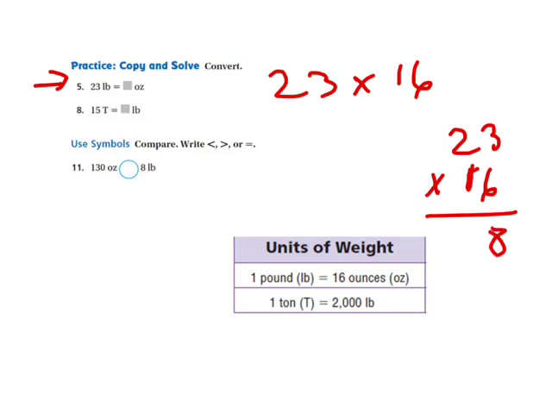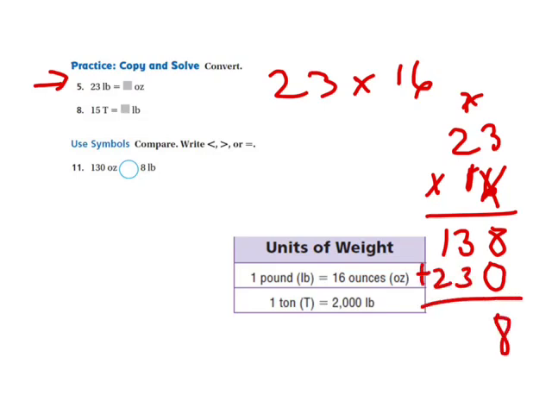6 times 3 is 18. 2 times 6 is 12. Plus 1 is 13. Scritch, scratch, lay an egg. I like the chicken method the best. 1 times 3 is 3. 1 times 2 is 2. And I add them together, and I get 368 ounces. And there you go.